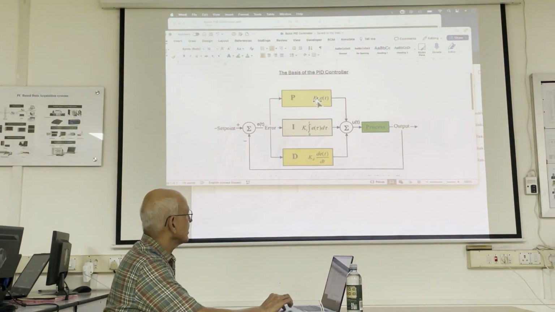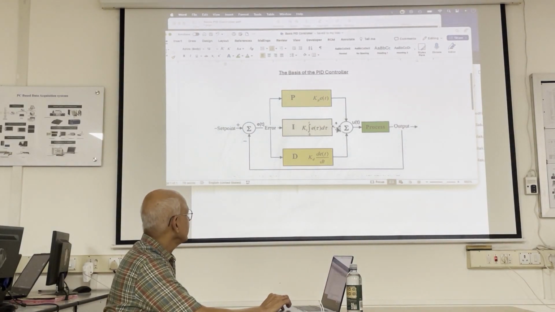That's why we call it proportional control. Here, the output is Ki times the integral of the error. So the integral means the area under the error curve. What is the error? It's the difference between set point and desired output. And finally, the derivative part of the control is Kd times the derivative of the error. All of these are added together and fed to the process.